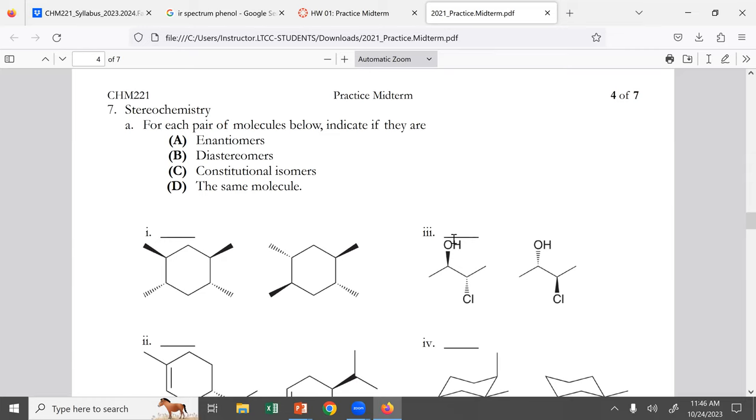And I know it's not the same molecule because we have two cis and two trans, but here the two trans are on opposite corners. And here the two trans are on the same side of the molecule. Or sorry, two cis, I should say. So therefore, what's left is it's a diastereomer. Right? And that's going to be the easiest way to approach this, because diastereomers are kind of all encompassing. If it's not one of the others, it's gotta be a diastereomer.